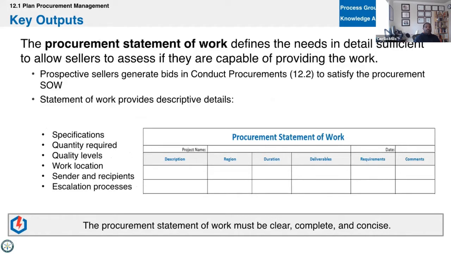We also get a procurement statement of work. All right, if we're going to farm out some of the work that we have on our project, then we need to have one of these, so we can go out and get some folks to come in and complete their portion.